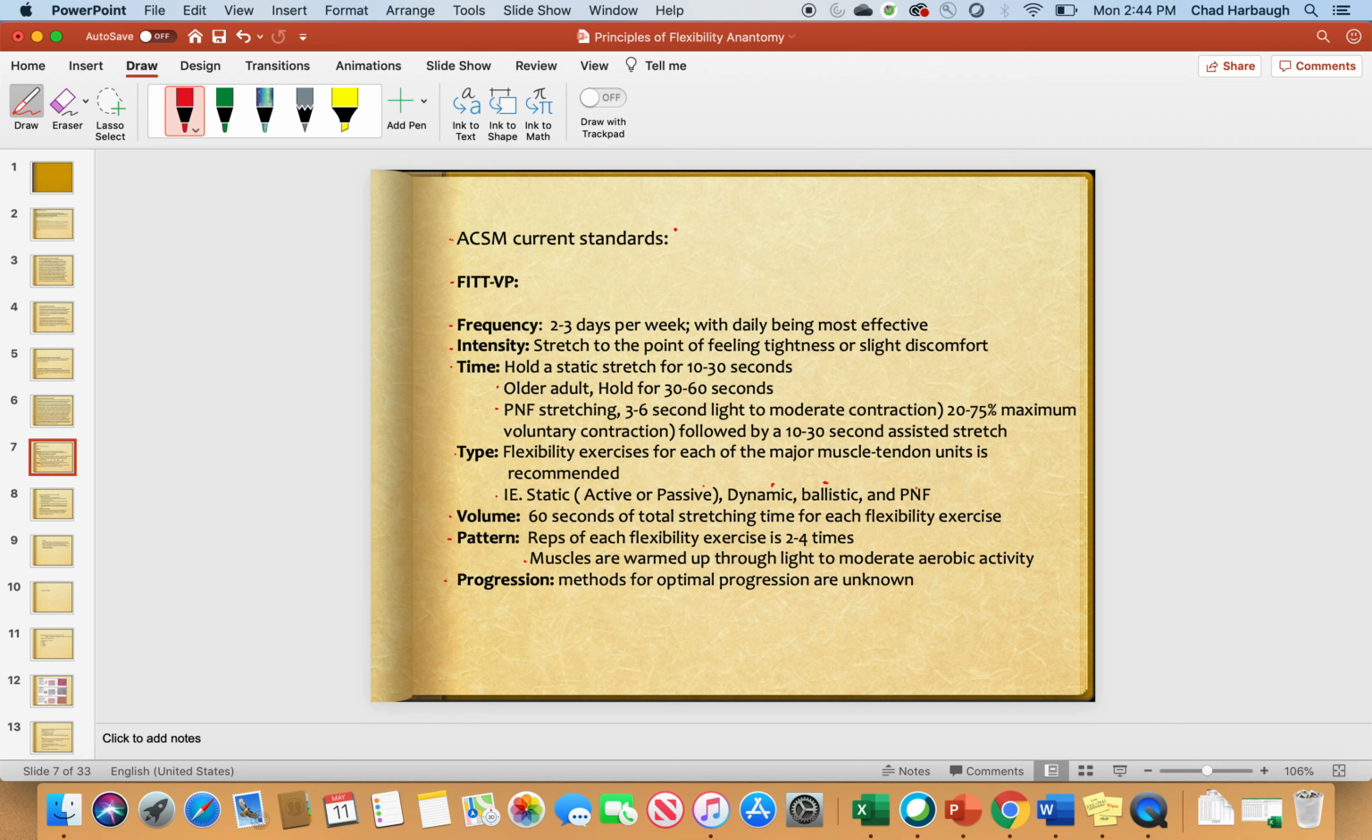So as we look at the American College of Sports Medicine current standards, again, flexibility is most often done at the end of workouts, but using any type of ballistic form or any type of dynamic form of stretching can also be beneficial.